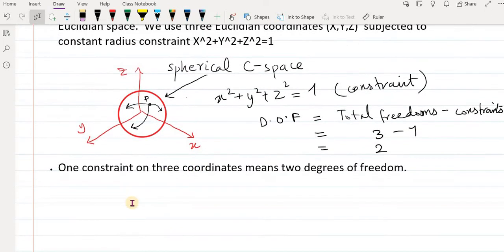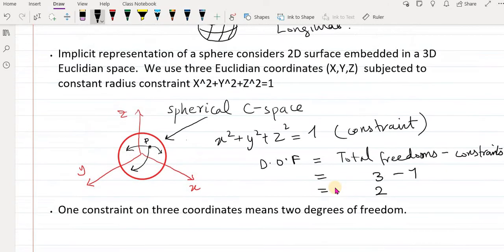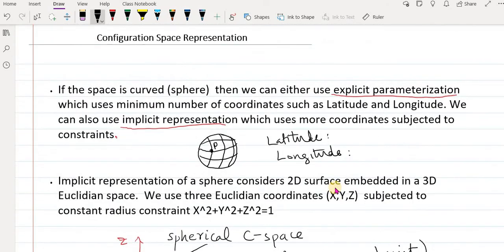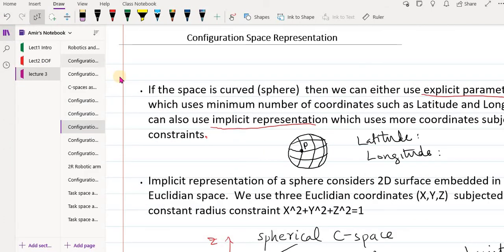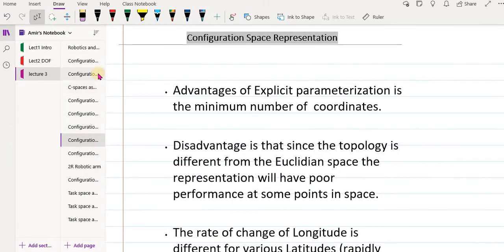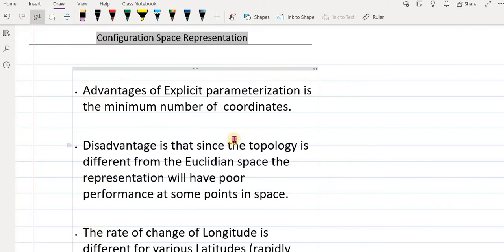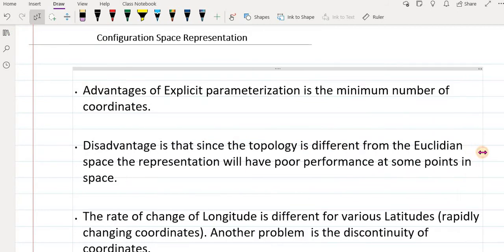So one constraint on 3 coordinates means 2 degrees of freedom. If you have a 3D space, a point can have 3 degrees of freedom, and then there is one constraint, so 3 minus 1 is equal to 2. So in total it will be 2 degrees of freedom. Our representation will continue, and let's see what we have here.